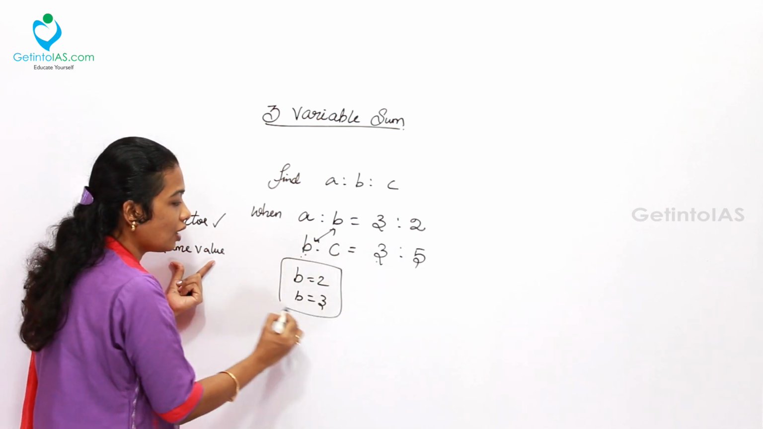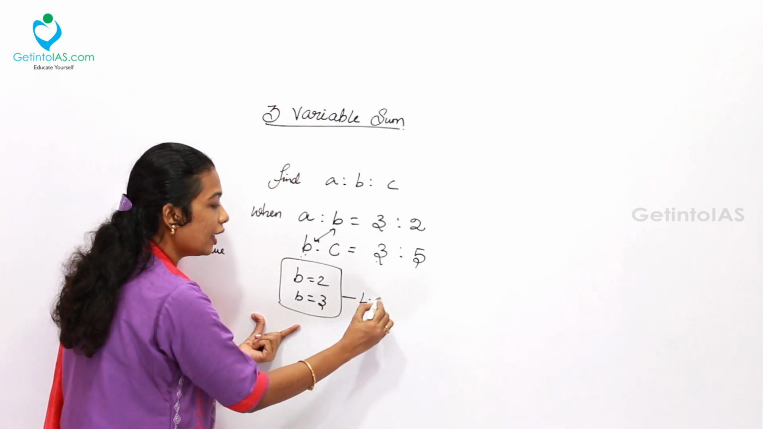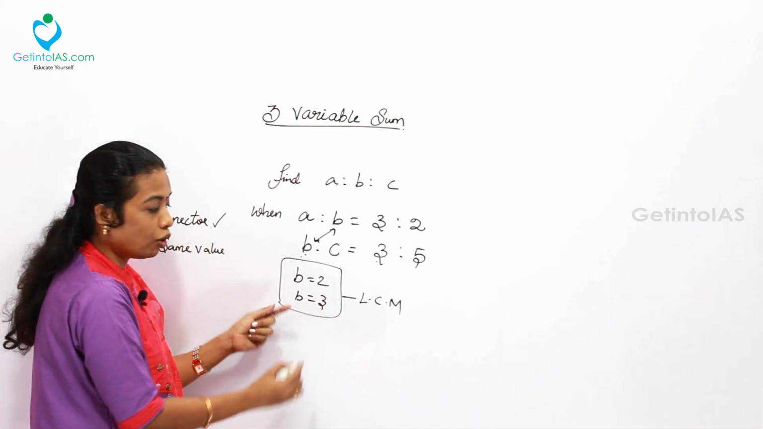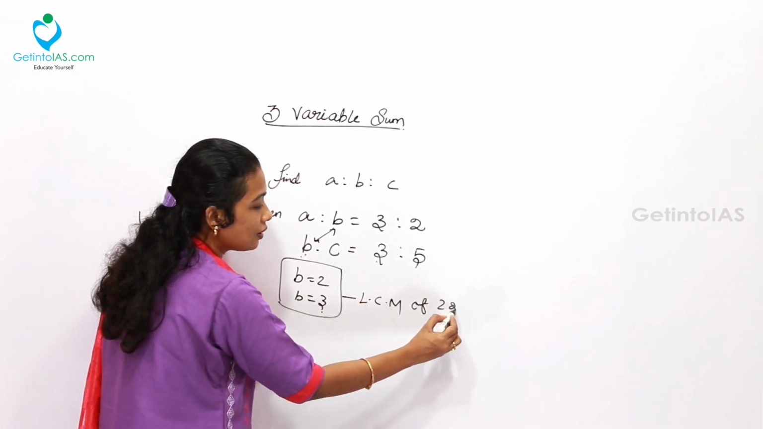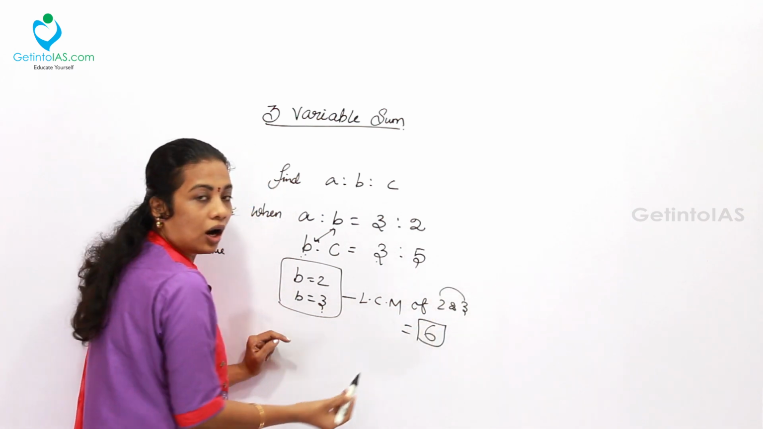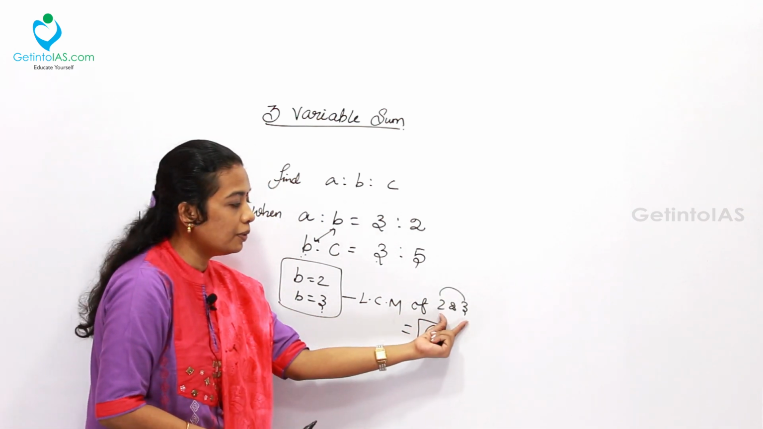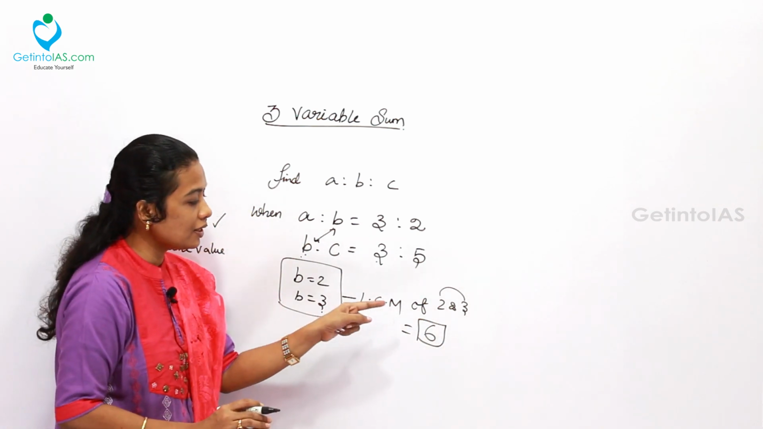In such a case, how to deal with the question? Simply you want to take the LCM of both the values 2 and 3. LCM of 2 and 3 is simply going to be 6 because these two are co-primes to each other. So simply take the product 2 into 3, that is 6. That's all. LCM is 6.